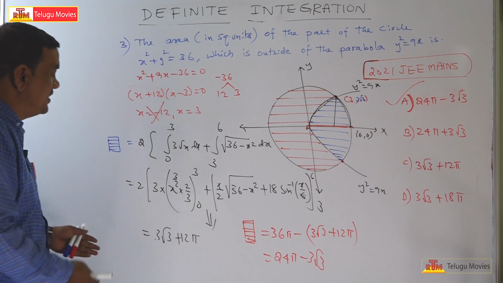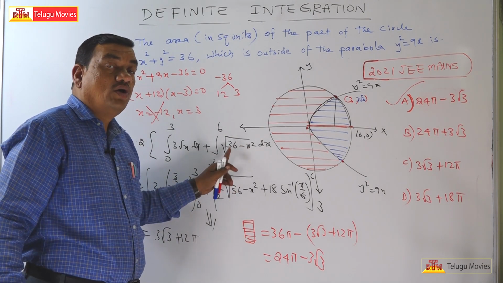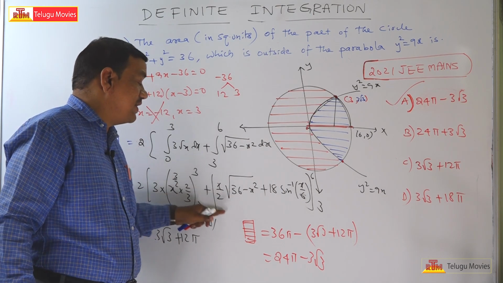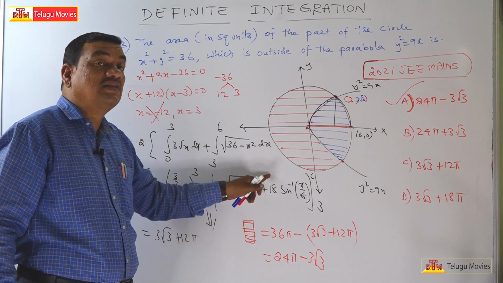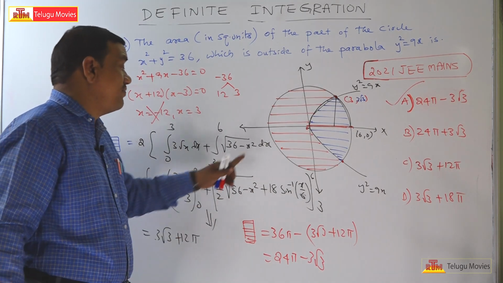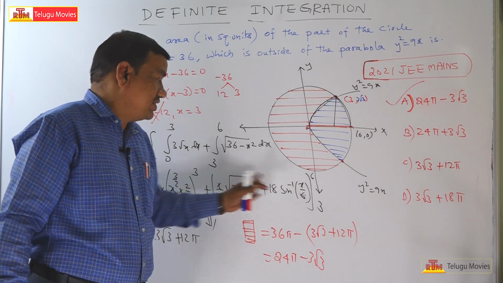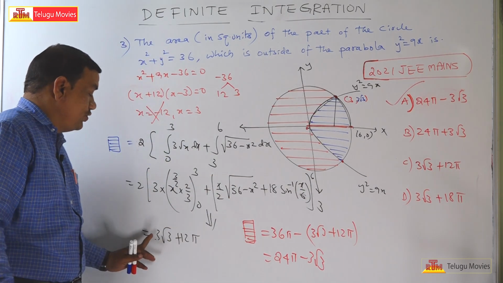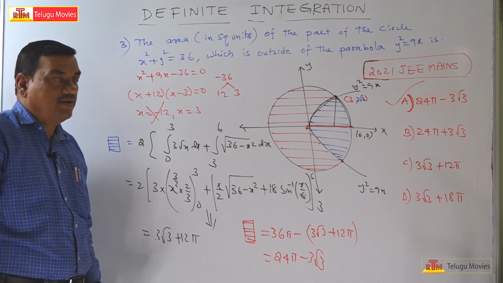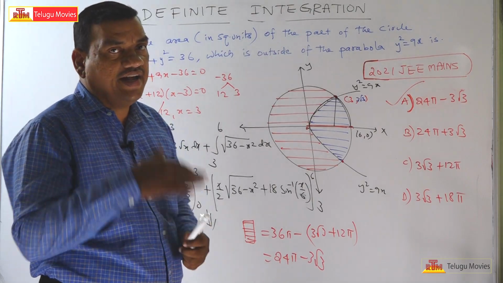Here you have to remember the formula: integral of root of a square minus x square is equal to x by 2 root of a square minus x square plus a square by 2 sin inverse of x by a. Here a square means 36 by 2, sin inverse of x by a. Substitute and get the answer. You will get 3 root 3 plus 12 pi. I hope you understand this solution. Let us go for the next problem.